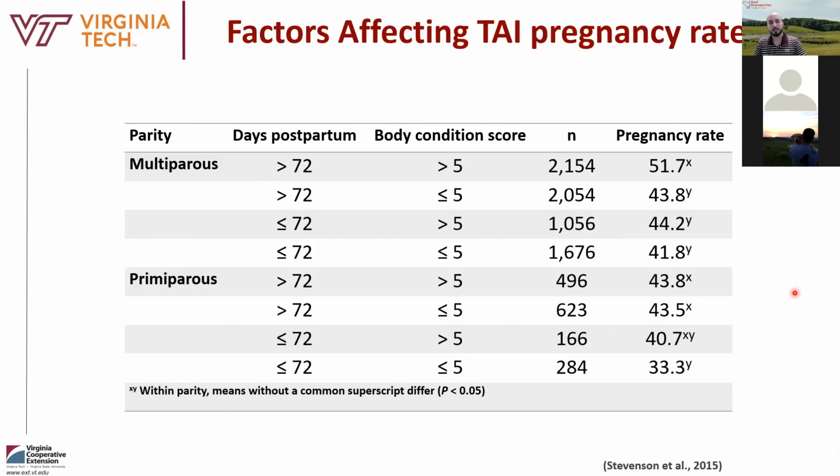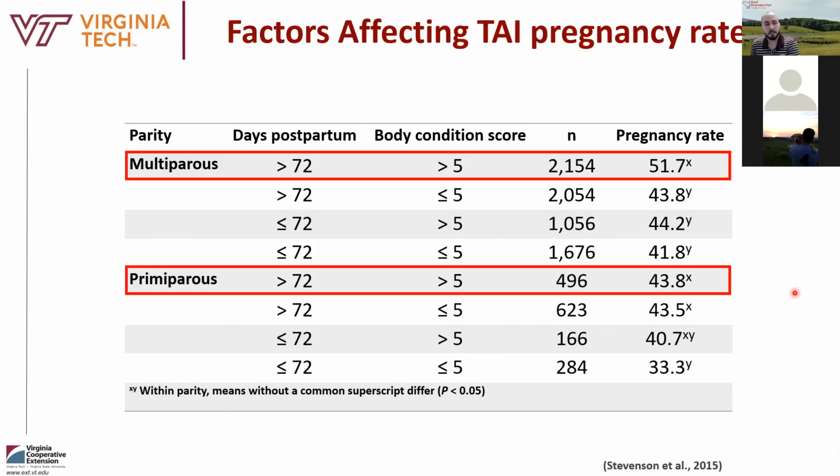So, a really nice study by Dr. Stevenson in Kansas looked at several different breeding records from different research trials and combined them. Again, the two main factors that affect the pregnancy rate to timed AI were days postpartum and body condition score, right? In both multiparous and primiparous cows in that study, as you decrease days postpartum and decrease body condition score, pregnancy rates really suffer, right?